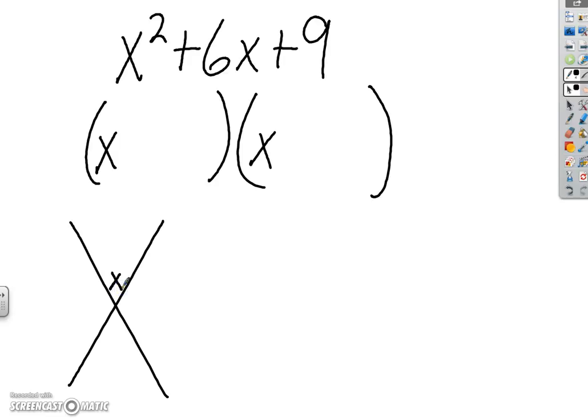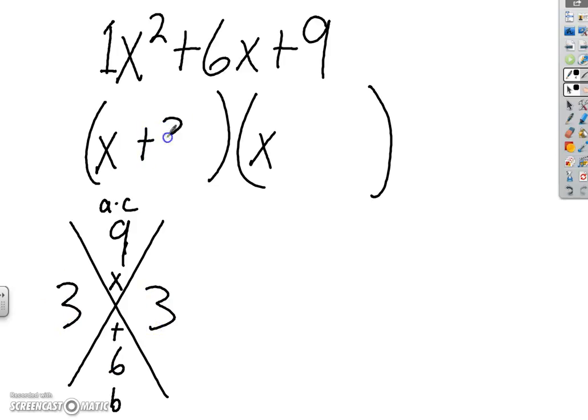We're looking for two numbers that multiply together to equal a, which is 1, times c, which is 9, and add together to equal our b term, which is 6. Two numbers that multiply to 9 and add to positive 6 has to be 3 and 3. So this has to be x plus 3 and x plus 3.